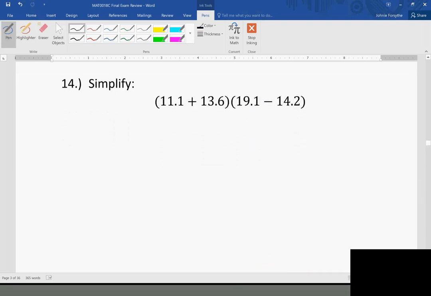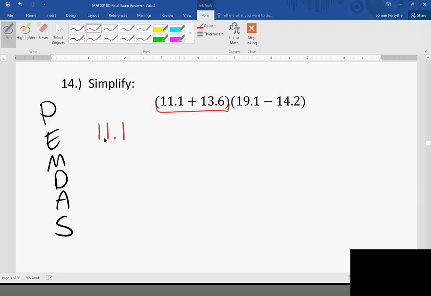All right, so now simplify. So parentheses 11.1 plus 13.6. All of that is being multiplied by 19.1 minus 14.2. So following order of operations, let's simplify in the parentheses first. So let's start with the first set of parentheses. So I'm going to line it up vertically.